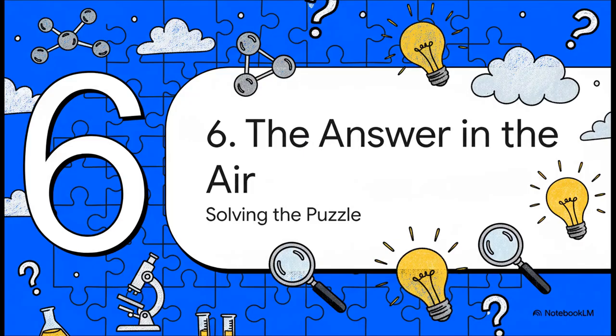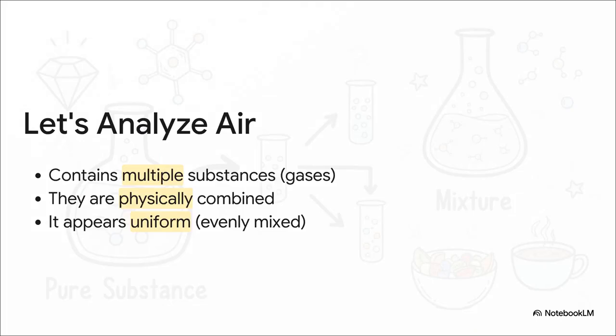So now we have all the tools we need. It's time to circle back to where we started and finally solve the mystery of the air all around us. Let's break down the air using our new system. First question. Is it made of multiple substances? Oh yeah, it's mostly nitrogen, but there's also oxygen, argon, and a bunch of other gases in there. So check, it's a mixture.